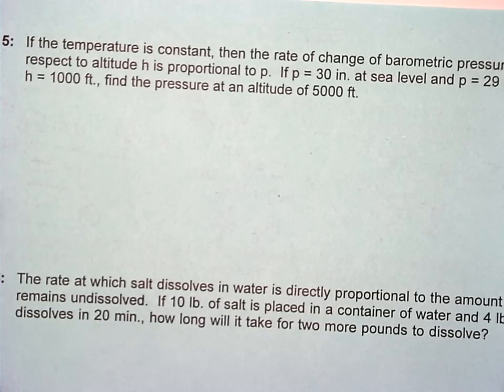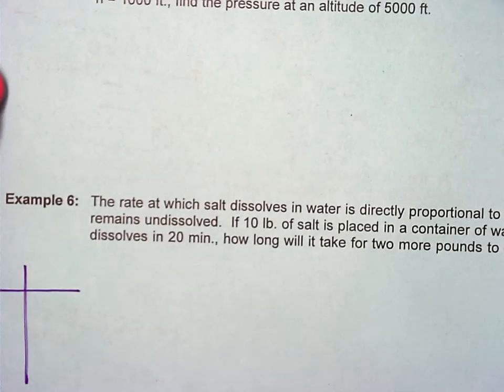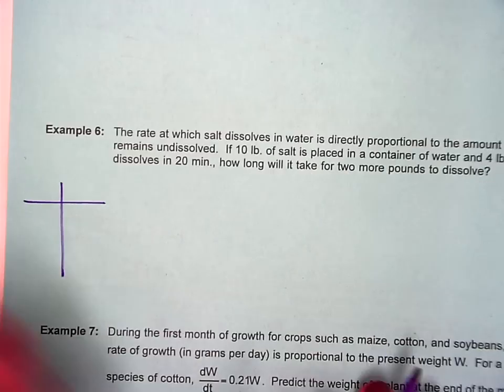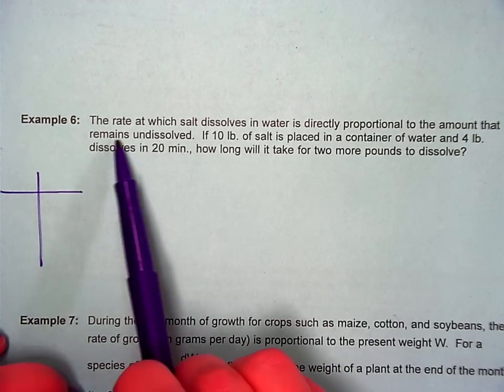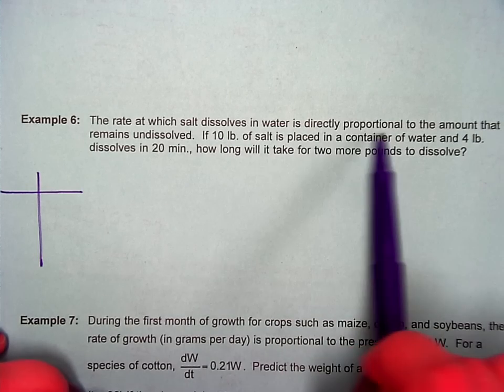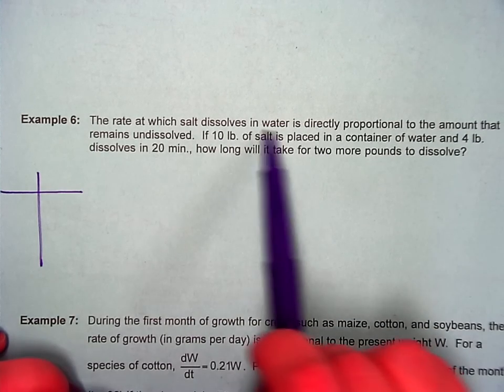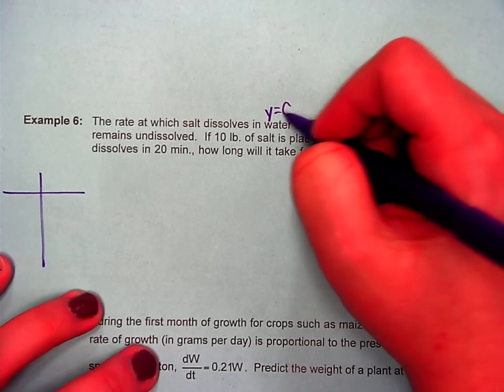I'm going to kind of set you on your way for example 6 here and talk about how we would set up this particular data table. So here's a problem of something that maybe we're doing in chemistry class, right? It says the rate at which salt dissolves in water is directly proportional to the amount that remains undissolved. So this first sentence, like the other ones, gives us license to use y equals c e to the kt.